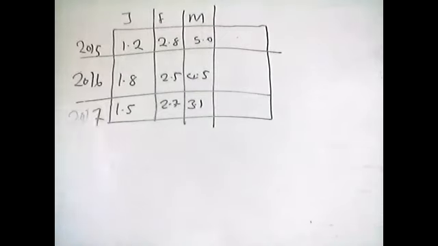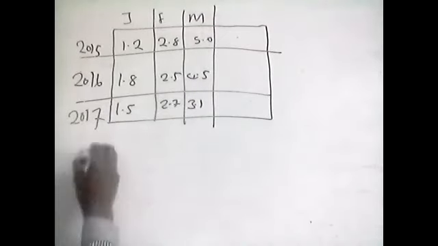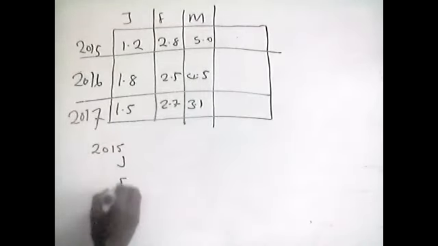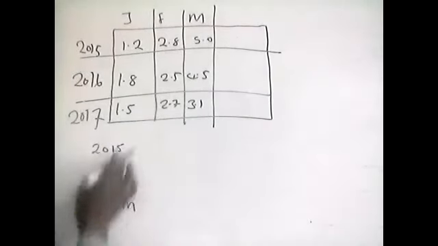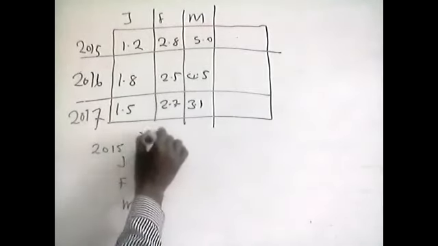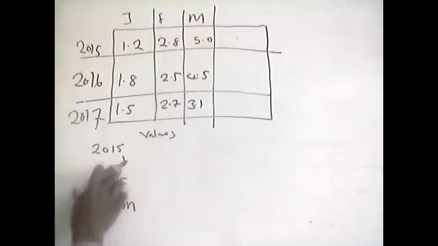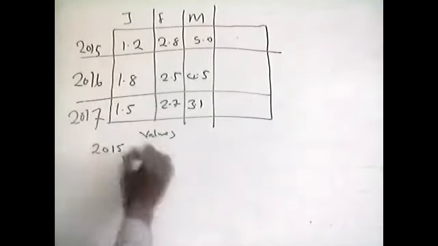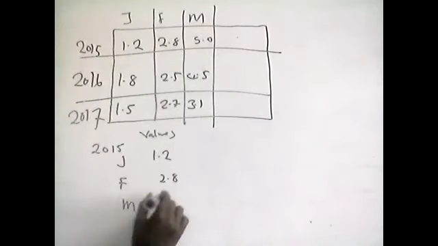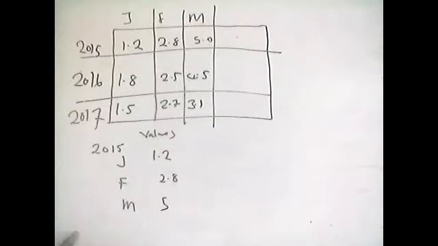So now the way it is here is in 2015. So 2015, we have January, February, and March. So write the values for these. So the values in January, what was the value? We have 1.2. In February, we have 2.8. And in March, we have 5. So after we've done that, we move to the next part.